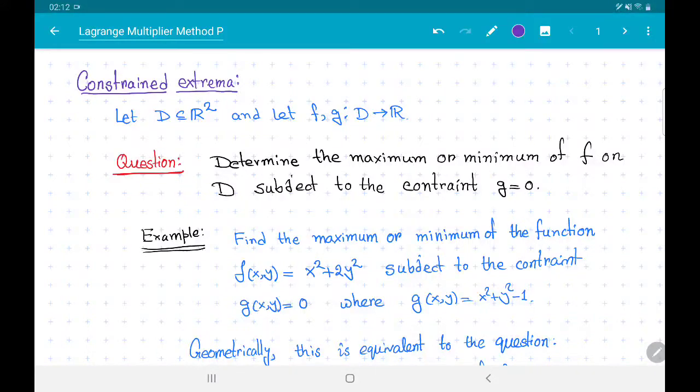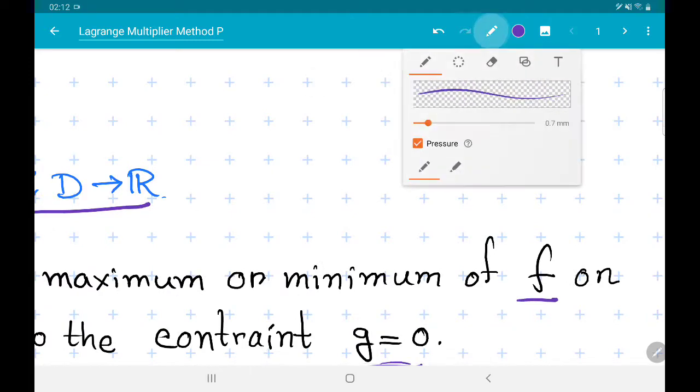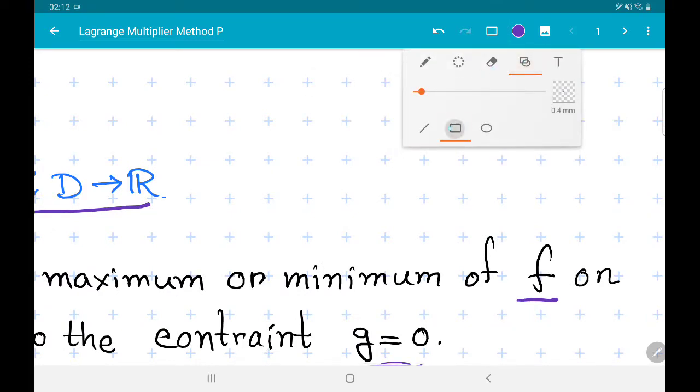Here we are going to talk about the notion of constrained extrema of a function. So let me define this for you. Suppose that D is a subset of R2 and suppose we have two functions f and g. This problem asks us to determine a maximum or minimum of f on D subject to the constraint g equal to 0. So let me first remind you of a very familiar example from our high school calculus.